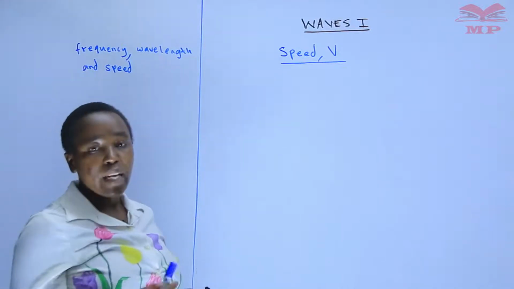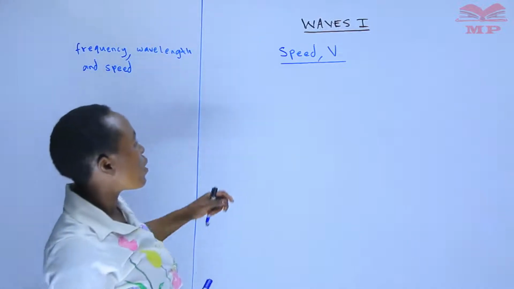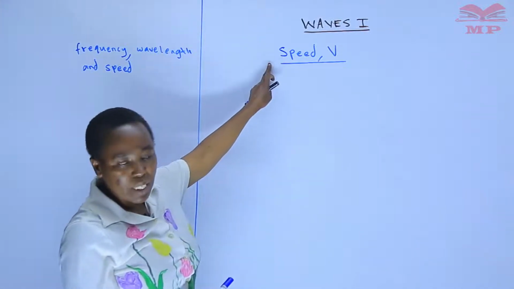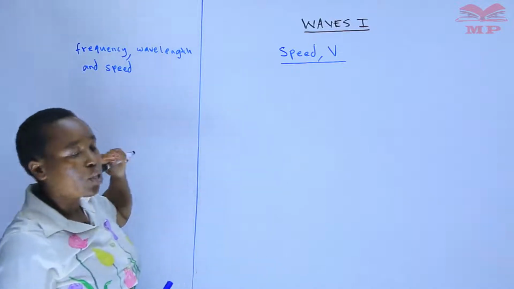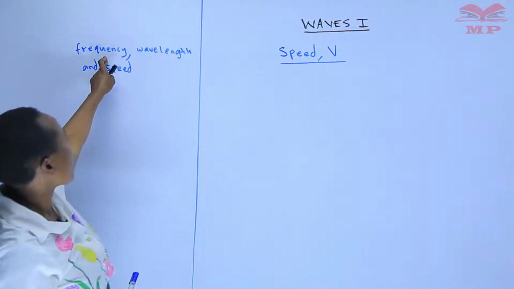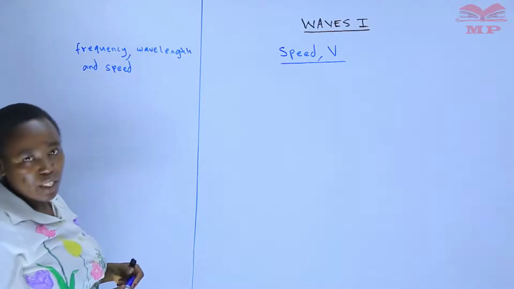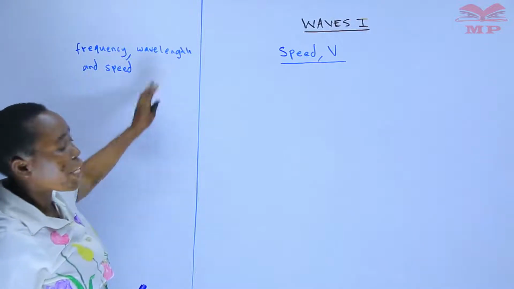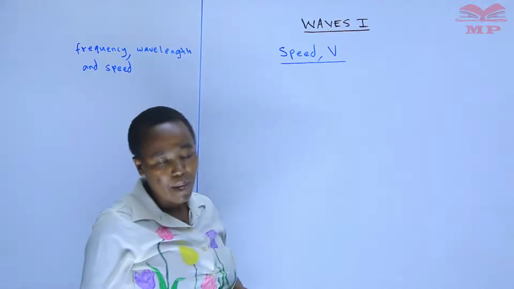We look at this relationship, and then from this relationship, we'll be able to solve some numerical problems. So by the end of this lesson, you should be in a position to define speed. You should also be in a position to derive this equation that will relate frequency, wavelength, and speed, and also apply it in numerical problems.